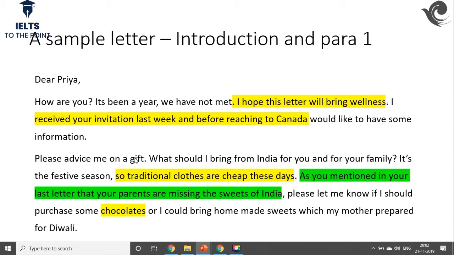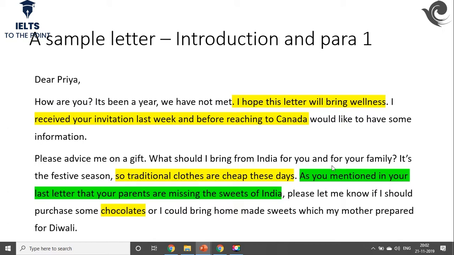Please advise me on gift. What should I bring from India for you and your family? Now, aren't these two things one and the same? There's hardly any difference, right? You are asking for an advice for a gift, and then you are saying, what should I bring for you and your family? Sentences are different, but the ideas are repeated.